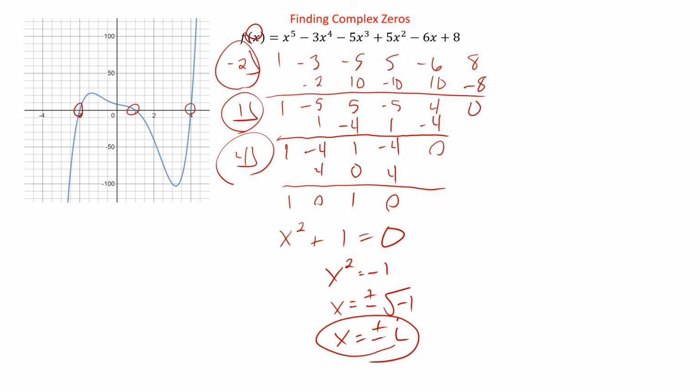So here would be our 5 complex zeros. We could write that in factored form if we needed to, if that's what the question was asking. f of x would equal x plus 2, x minus 1, x minus 4, x minus i, x plus i, all multiplied together. So that gets us what that factored form looks like.